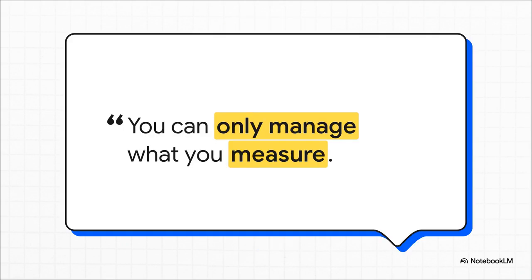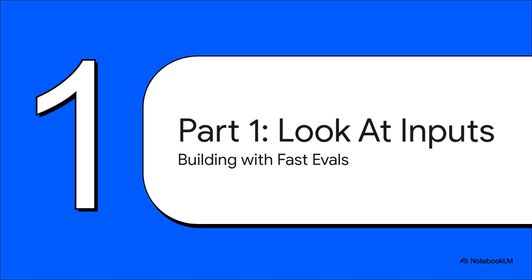And really, the whole idea we're digging into today comes down to this classic quote from Peter Drucker. Making a great AI system isn't some kind of black magic. It all starts with measurement. Because if you can measure it, you can improve it. Simple as that. All right, so we're going to break this down into two big parts.